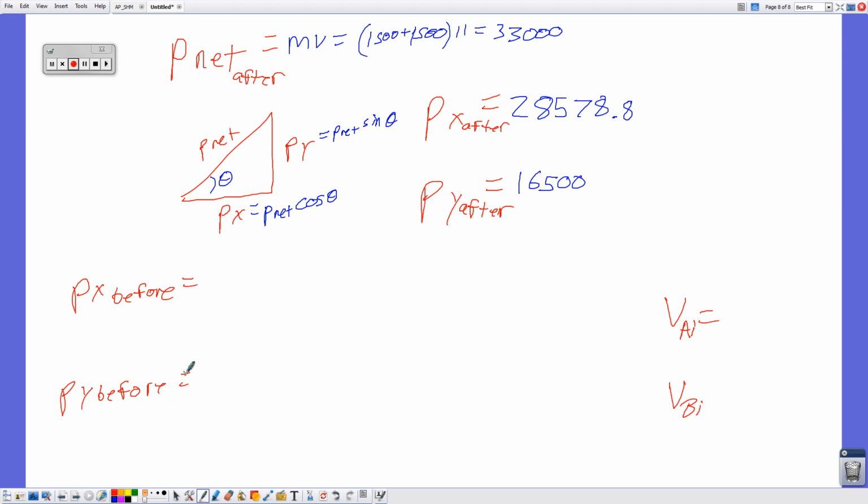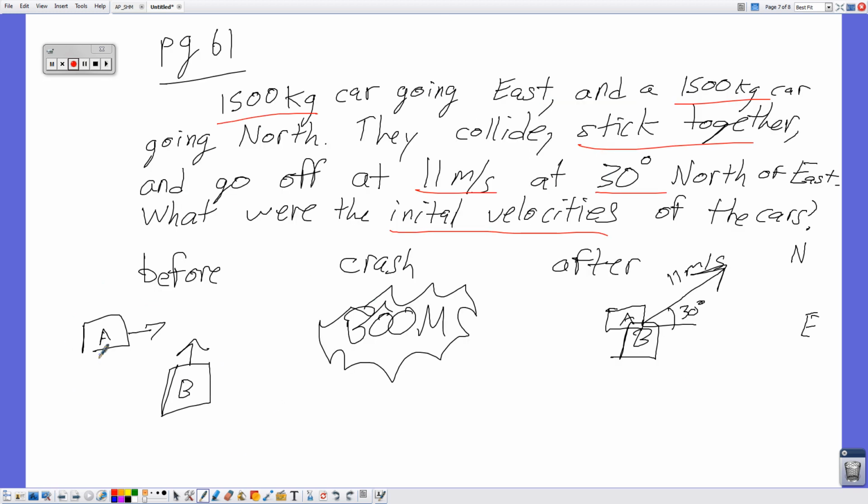All right, what about before? Well, it better be the same. If it's not, you just broke physics. Conservation of momentum states that the momentum before has to be equal to the momentum after. Now here's where things get weird. Let's look at car A. Does it have x momentum? Yes. Does it have y momentum? No. Car B. Does it have x momentum? Yes. Wait. No. No, it does not.